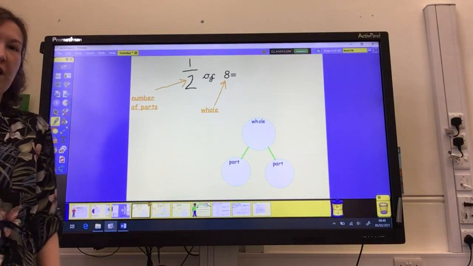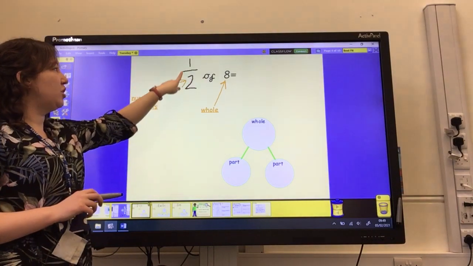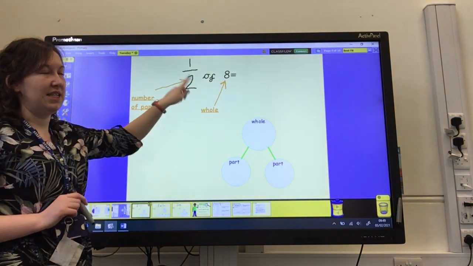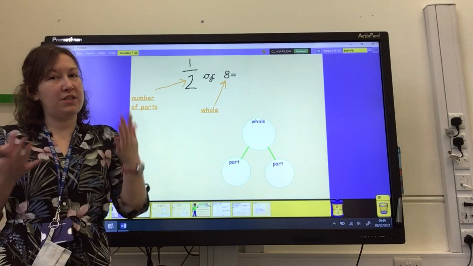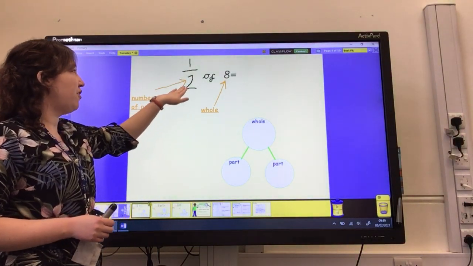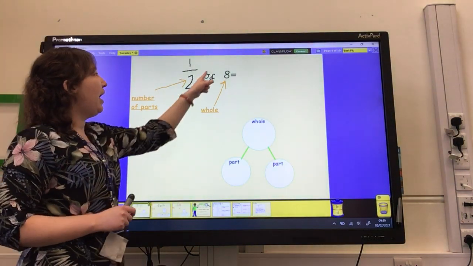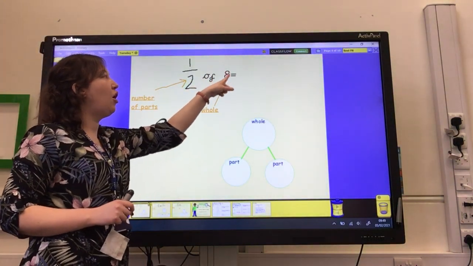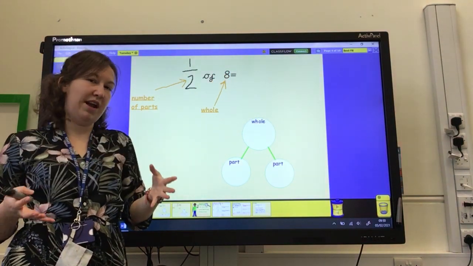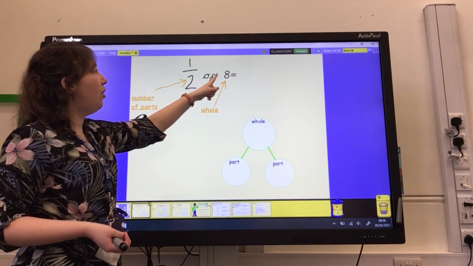So if we have a look at one example here. My number of parts is shown at the bottom of my fraction, on the denominator. Now we don't need to know that word in year two, but it's useful to have heard it before. So the denominator, the bottom of my fraction, shows me how many parts I need in my part whole model. And then this one here is my whole. That's what I'm sharing out, that's what I'm splitting. So I want half of 8.